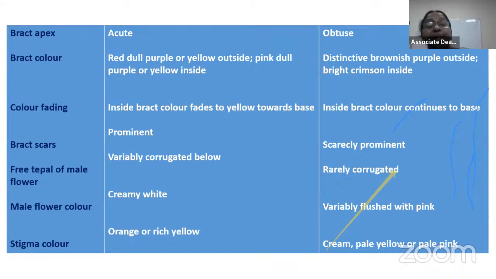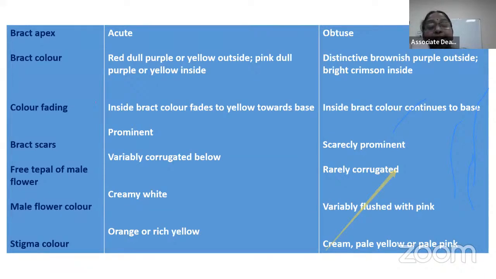And bract color is red, dull purple or yellow outside, and inside, if you see, it is pink, dull purple or yellow. Whereas in case of Balbisiana, it is distinctive brownish purple outside and bright crimson inside. Color fading, if you observe, inside bract color fades to yellow towards the base, whereas in case of Balbisiana, inside bract color continues to the base.